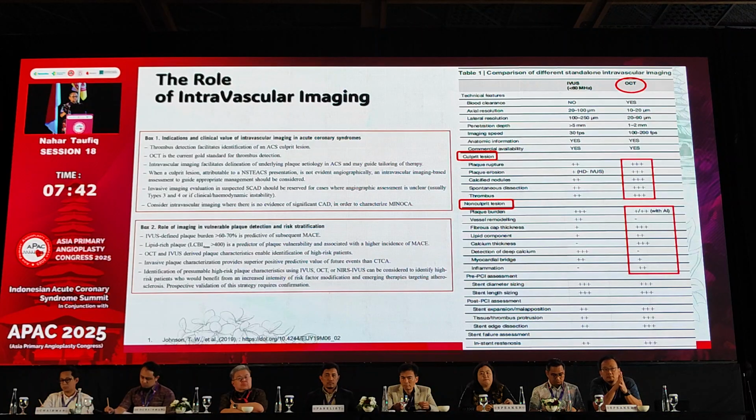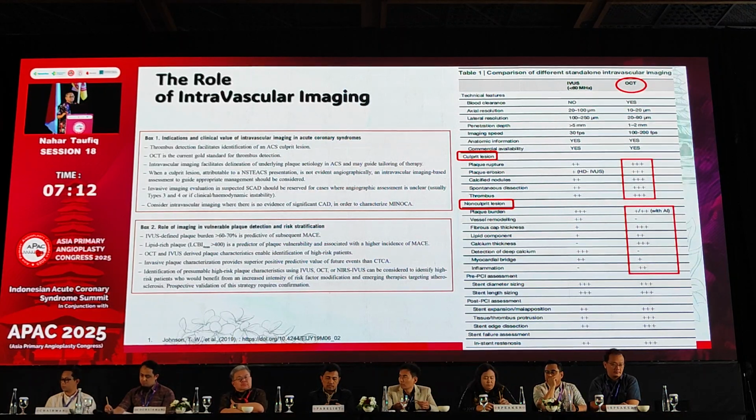Is this a risk for outcome or not? Like in IVUS, they define a plaque burden of more than 60% as prone to risk, or lipid-rich plaques of more than 400 as prone to risk. What does prone to risk mean? Maybe the next time the patient will get acute coronary syndrome again.